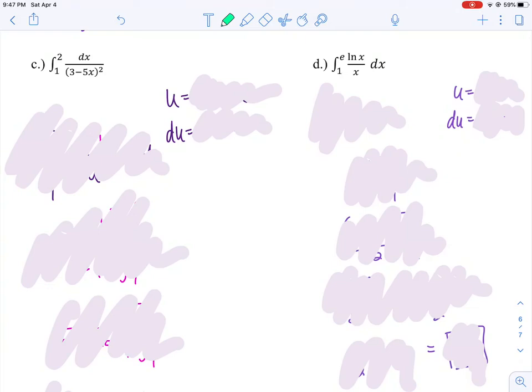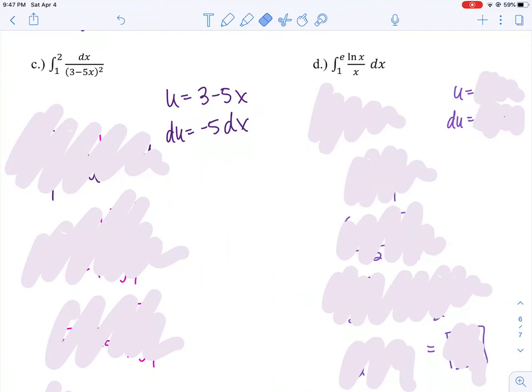This is example number 3, C and D from 5.5. This is the idea of combining our U-substitutions and our definite integrals. So do example number 3C with me. It looks like to me this is a chain rule, and so that's probably our clue that we're going to use U-substitution. And so I'm going to call U the 3 minus 5x.